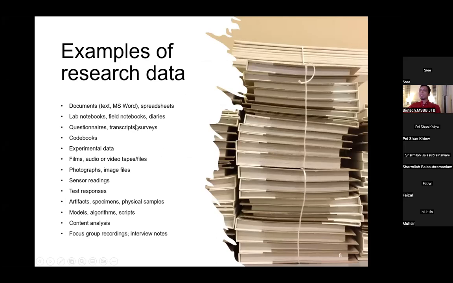You can get the research data from documents, spreadsheets, lab books, questionnaires, code books, experimental data, films, audio, photographs, images, files, and so on. There are so many. This is just some examples. So when we do research, we don't limit the types of data that are available. As long as the things that we see can be turned into valuable data for us to analyze and become the results, and then discuss and conclude our objective, then it can be used for the research. As long as it's following the ethical issues. Later on in my lecture as well, we will have the ethics for conducting research.